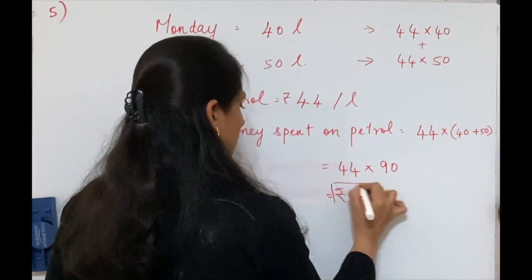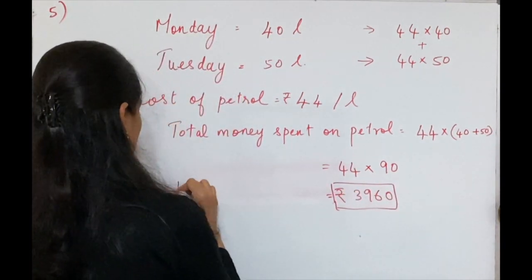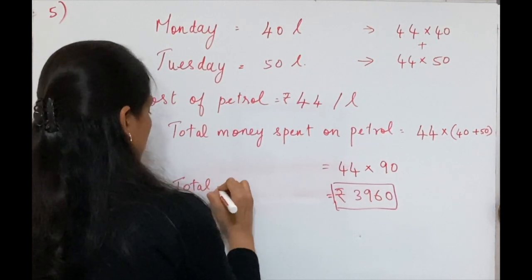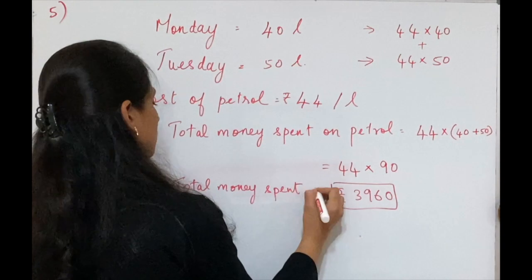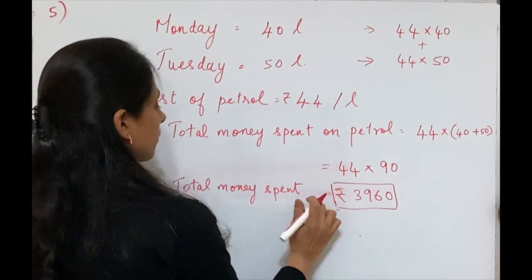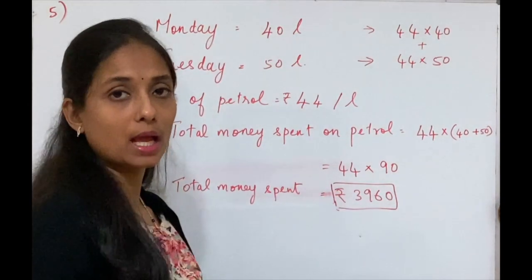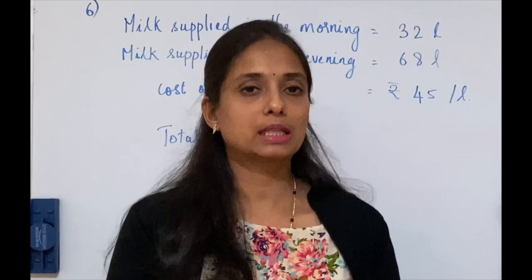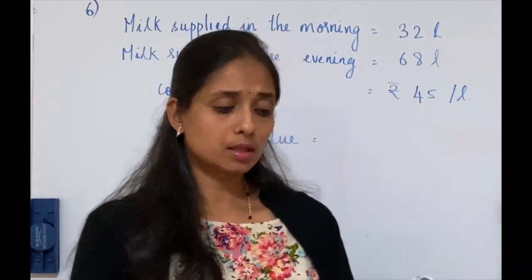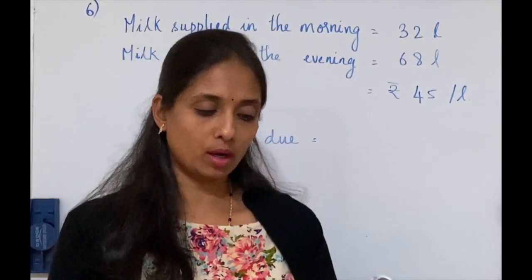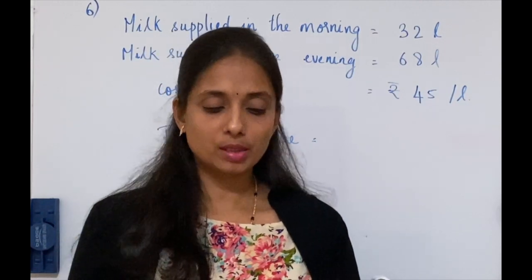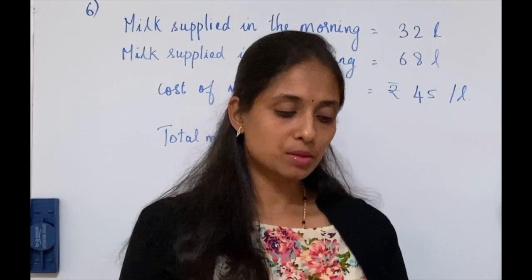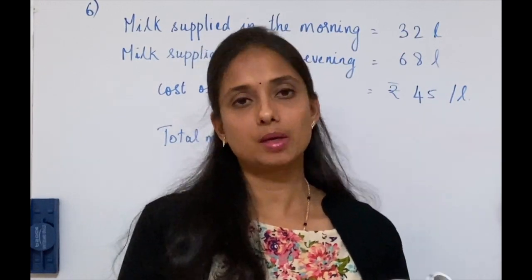rupees. So this is total money spent is rupees 3,960. Okay. Let's do the sixth one. I will read the problem. A vendor supplies 32 liters of milk to a hotel in the morning and 68 liters of milk in the evening. If the milk costs rupees 45 per liter, how much money is due to the vendor per day?